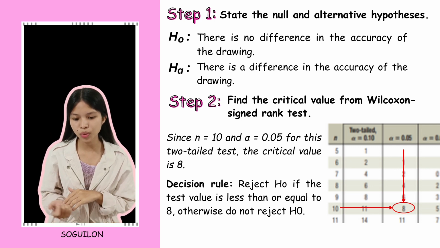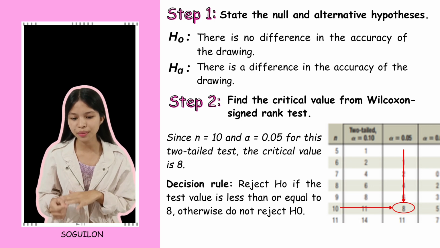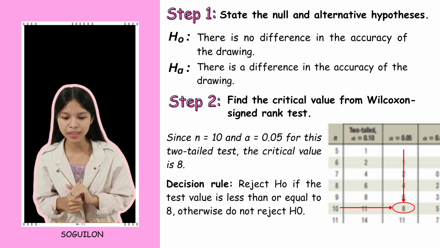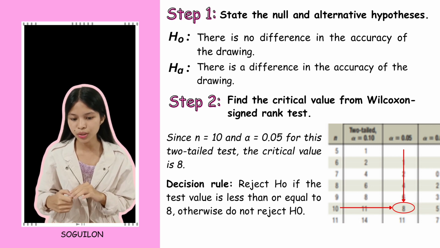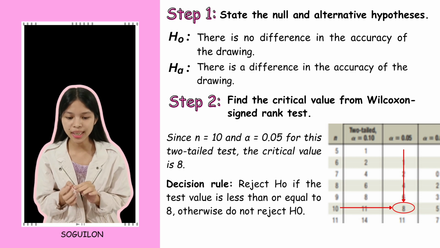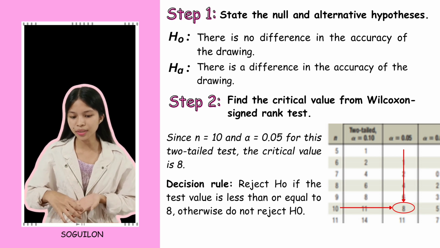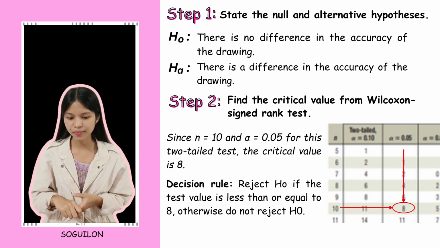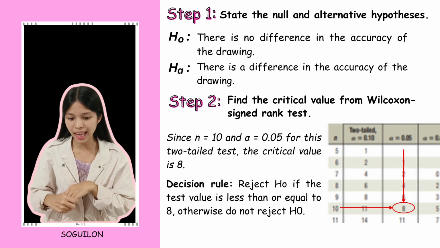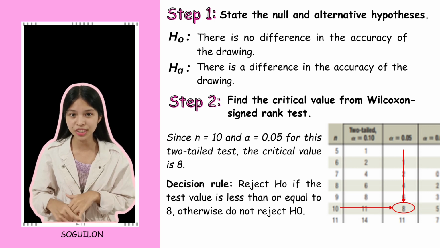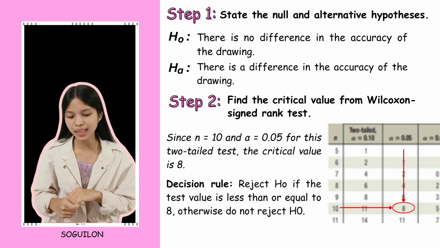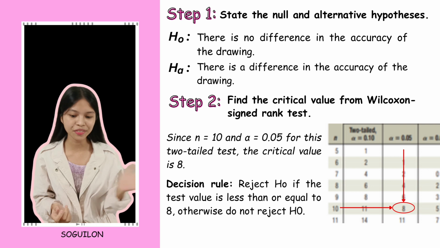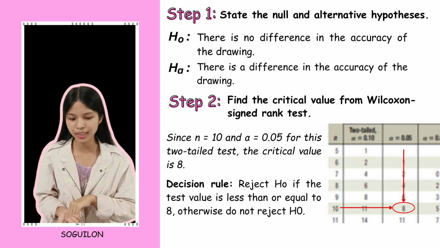Moving on to step 2, wherein you have to find the critical value from the Wilcoxon signed rank table. Let us first identify whether this problem is one-tailed or two-tailed. Looking at and understanding the problem, there is no direction, and so we can conclude that it is a two-tailed test. Since n, or the sample size, is 10 and the level of significance is 0.05, the critical value is 8, which can be found at the intersection. See the figure on my left side for your reference on how to locate the critical value.